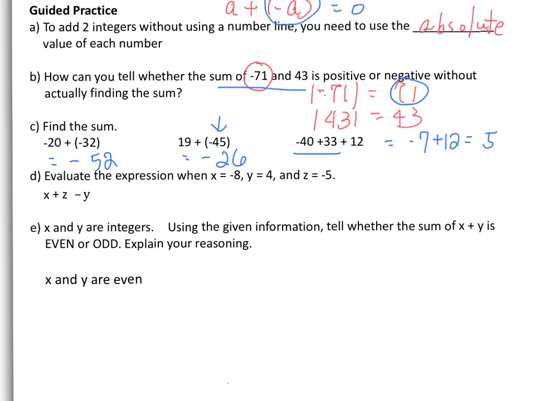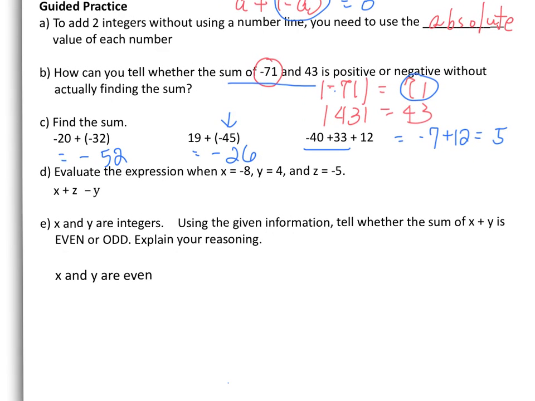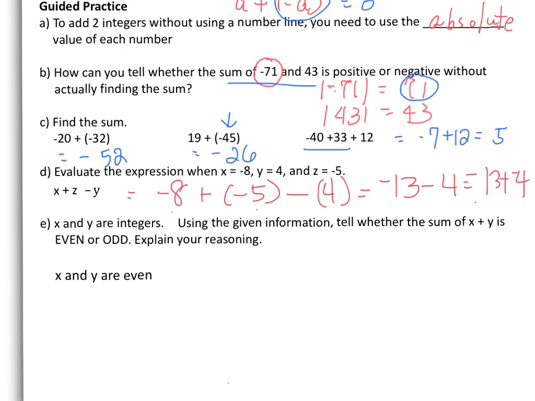Part D, evaluate the expression when x equals negative 8, y equals 4, and z equals negative 5. Okay, again, evaluate means to substitute. So when x is negative 8, z is negative 5, y is 4. So negative 8 plus negative 5, negative 13, minus 4. So minus 4 can be rewritten as negative 13 plus negative 4, so that would be negative 17.